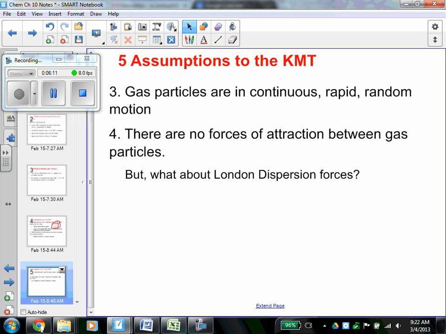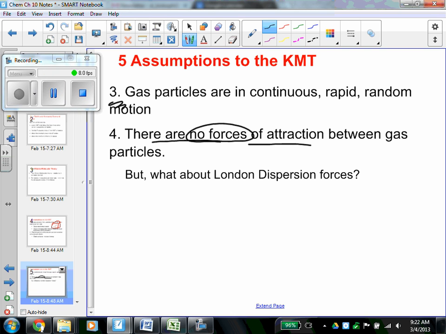We see that in point 3 they are in continuous random rapid motion. And because they're in continuous random rapid motion, we are going to say that there are no net forces of attraction. Okay? I am telling you that there are weak London dispersion forces, but I'm also telling you that they are very weak. So they don't amount to much.